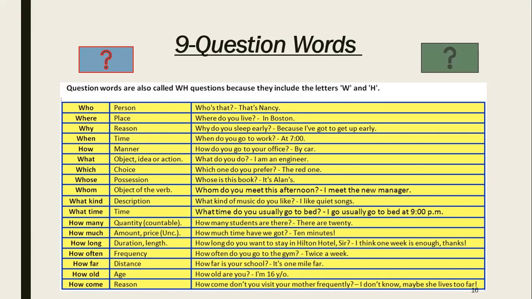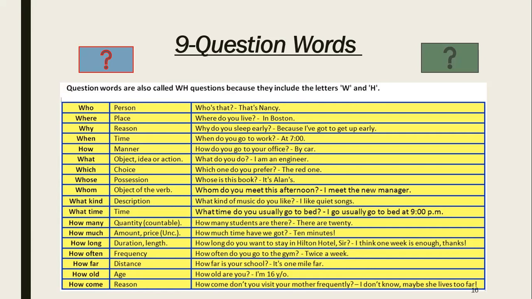Asking about a reason or a cause, we use why. I say, for example, I go to work to gain money. So why do you go to work like that? Asking about the time, we use when. I say I go to work at 8 in the morning, or at 8 a.m.